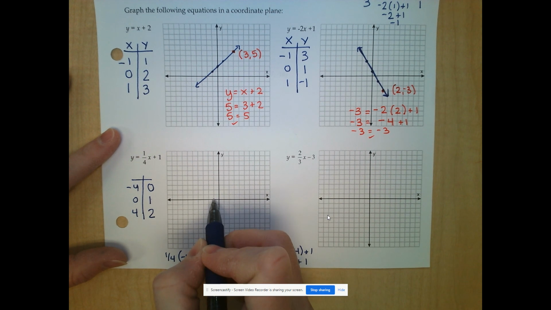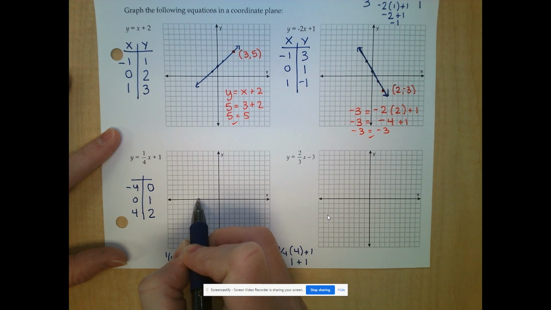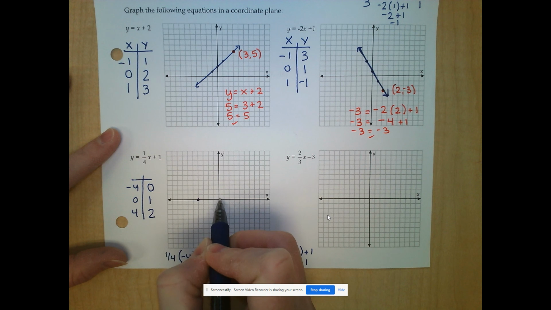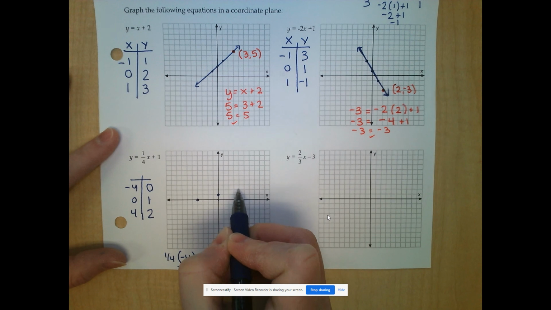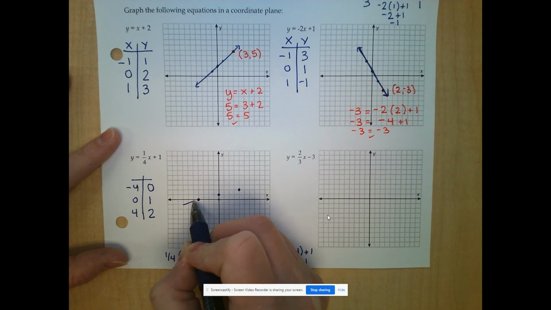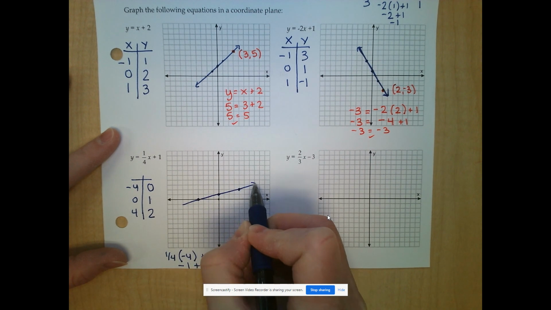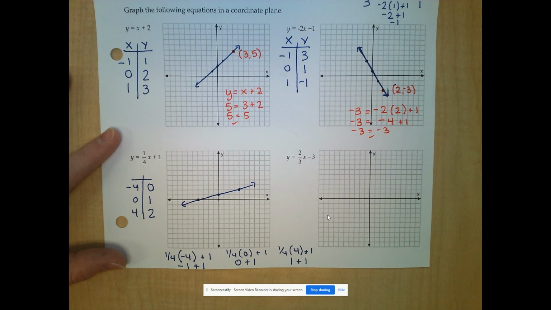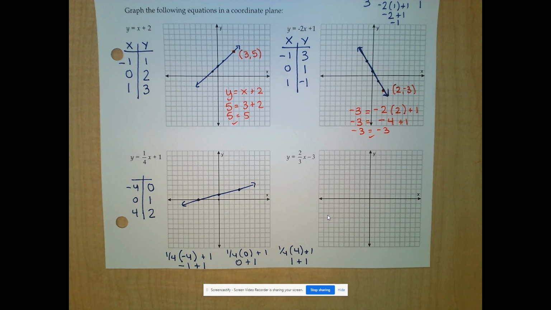So I've got to go left 1, 2, 3, 4, and I stay on the axis for 0. 0 means I don't go left or right, but I go up 1. And then 1, 2, 3, 4 to the right, up 2. So this line is actually not very steep at all because of that 1/4. We picked numbers that were easy to multiply by 1/4.